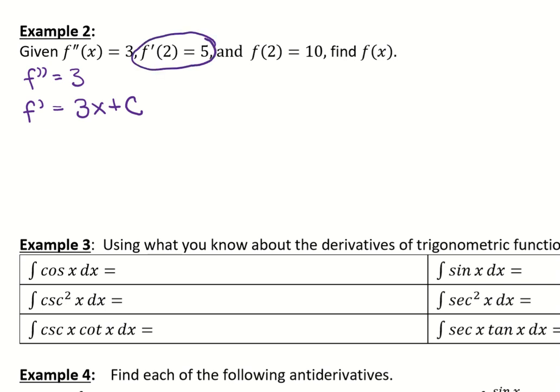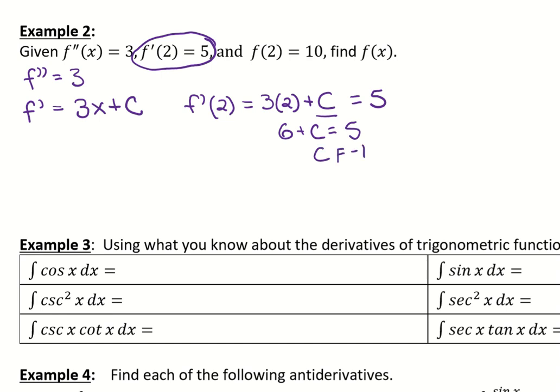Here's the crazy thing, though. We're given something we can plug in to f prime to help us figure out c. So if we know that f prime of 2 is equal to 3 times 2 plus c, and that equals 5, then we can work backwards to solve for our c value. So we know that 6 plus c equals 5, so c equals -1. So now we actually used our given point right here to solve for c. So we know that the function f prime is actually 3x minus 1.